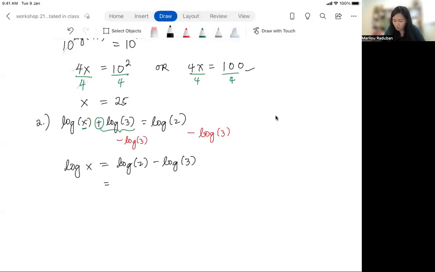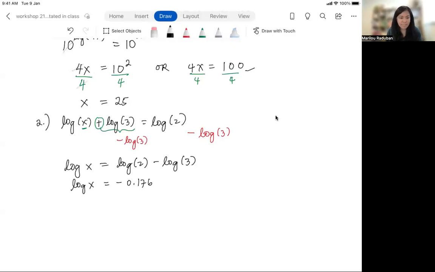In fact, you can just simplify that. So log 2 is 0.3 minus log 3, which is 0.4. It's just negative 0.176. Okay, so it's just a number on the right side. And log x is by itself.